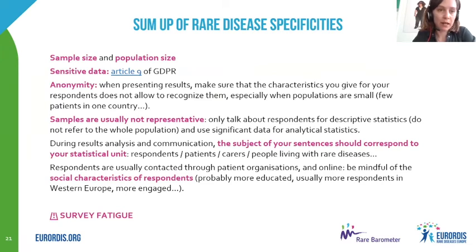And this is my last slide. Just to tell you about the specificities of the rare disease community when we do surveys. So there is the sample size that is usually not very high, and the population size that can also be very low. I mean, if you reach out to 100 people, it's not the same if your population is 10,000 people or if it's 200 people, then you would have half your population. So this is something that you need to have in mind.